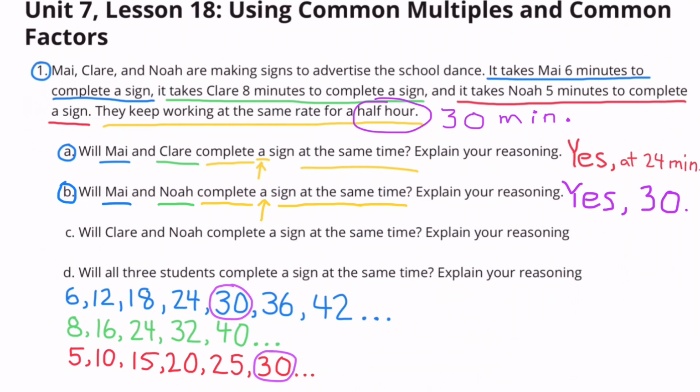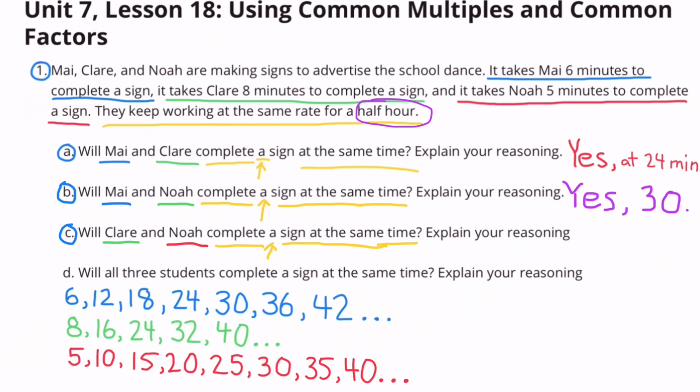So look at the bottom and you'll see the multiples of 5. 5, 10, 15, 20, 25, and 30. The least common multiple of 6 minutes and 5 minutes is 30 minutes. And that's right at the deadline since they were only working for a half hour. So the answer would be yes. On the 30th minute, Mai and Noah will complete a sign at the same time.